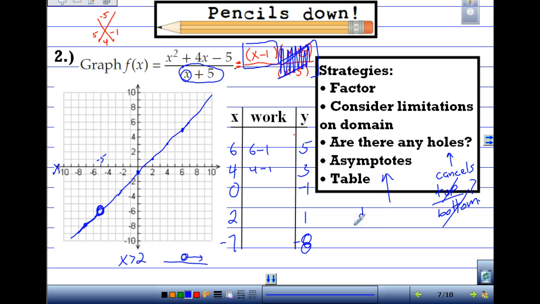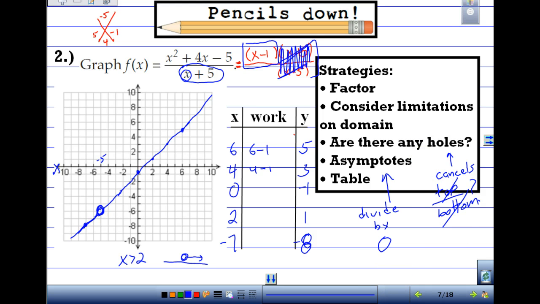So, values that make you divide by 0. Is there any values left over that make you divide by 0? And like this one, the bottom completely cancels out. There's nothing left on the bottom, so there's no value you can have that will divide by 0 because there's no variables on the bottom.